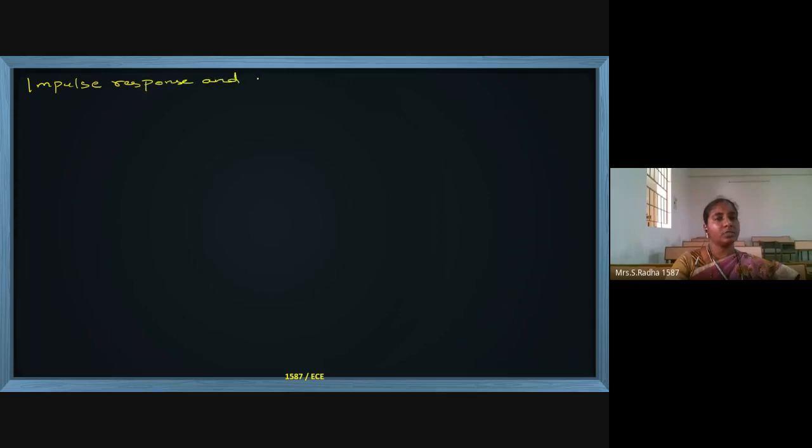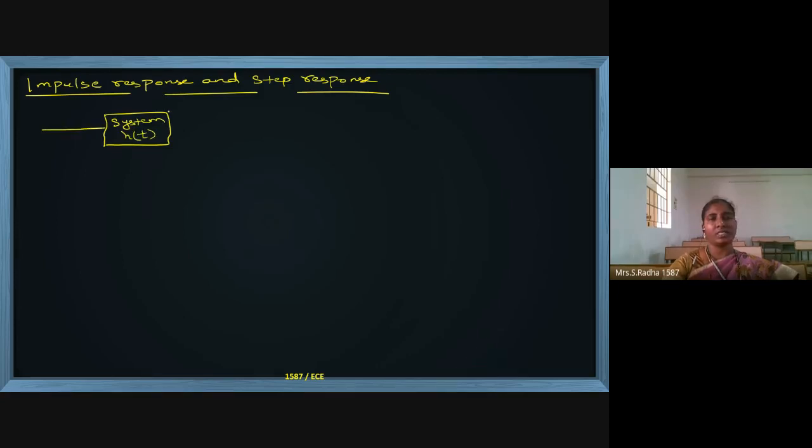Impulse response and step response for the system. So if you have a system and the system behavior, system characteristics is given by h of t. Other name for h of t is impulse response, and x of t is the input, y of t is the output.